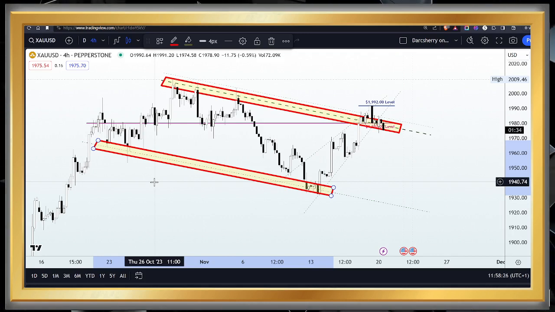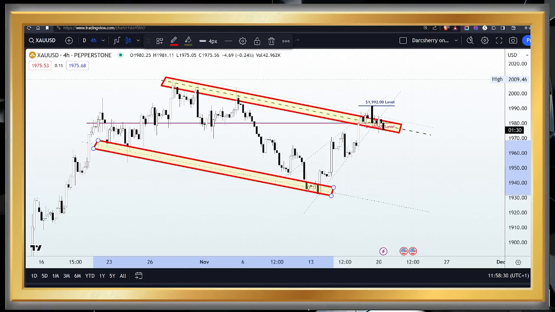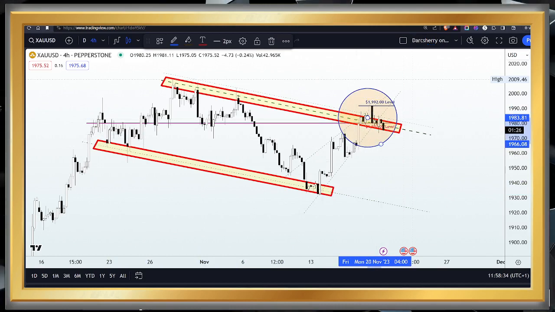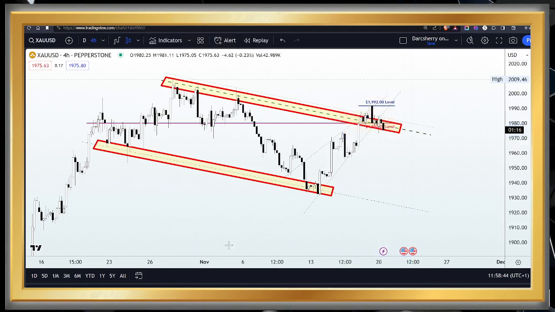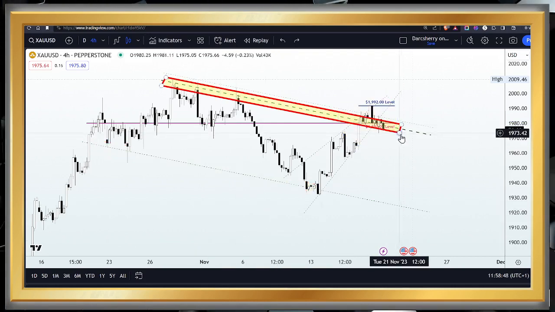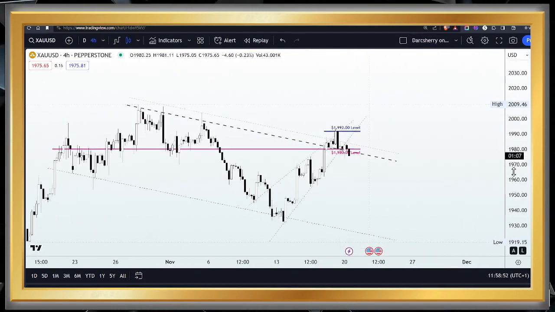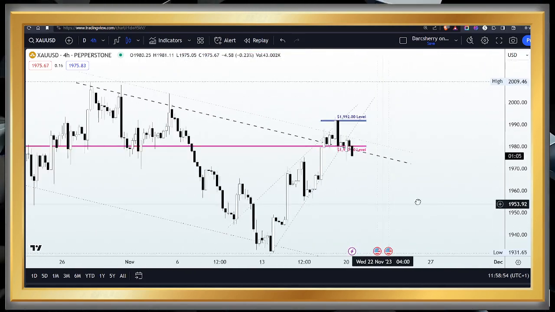And what makes this interesting is how price action came back into the resistance line of that descending channel, and then we saw a little bit of consolidation phase where price was oscillating between the 1992 and the 1980, which shares a beautiful confluence with the resistance line of that descending channel. Now, this makes this area a very crucial point in this particular market.